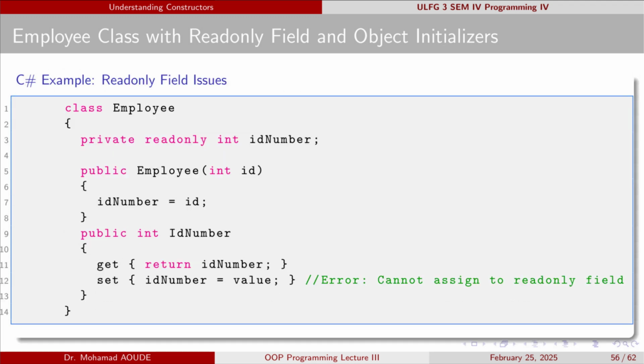Here's the deeper structure of read-only in a class. The idNumber field is marked read-only. It can only be set inside the constructor. This guarantees that once an employee is created, its ID number can never be changed later. Perfect for critical identifiers.